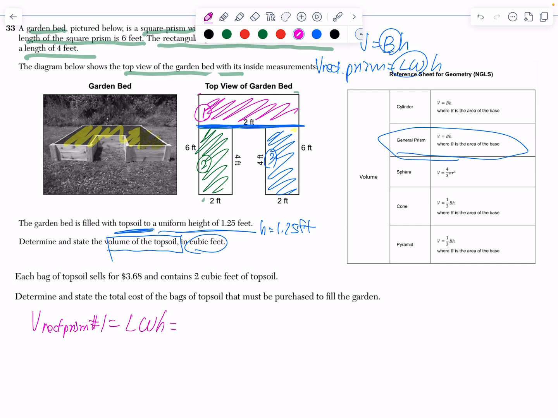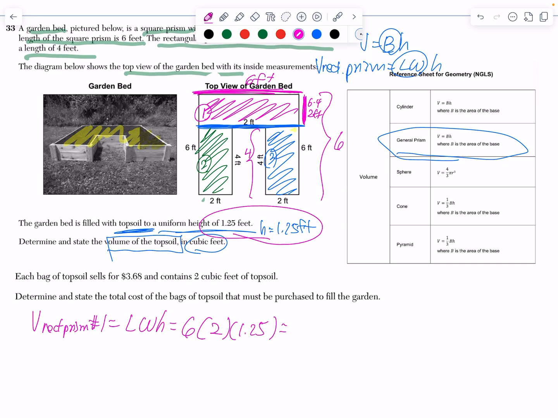So we have a length of 6 feet, because that's what it said in the reading. And then we have to find the width. Well, if you look over here, the entire part is 6. This part here is 4. So 6 minus 4 is 2. So we have length times width. And then what was the height of the topsoil? 1.25. Now when you put this in the calculator, we have 15 cubic feet.